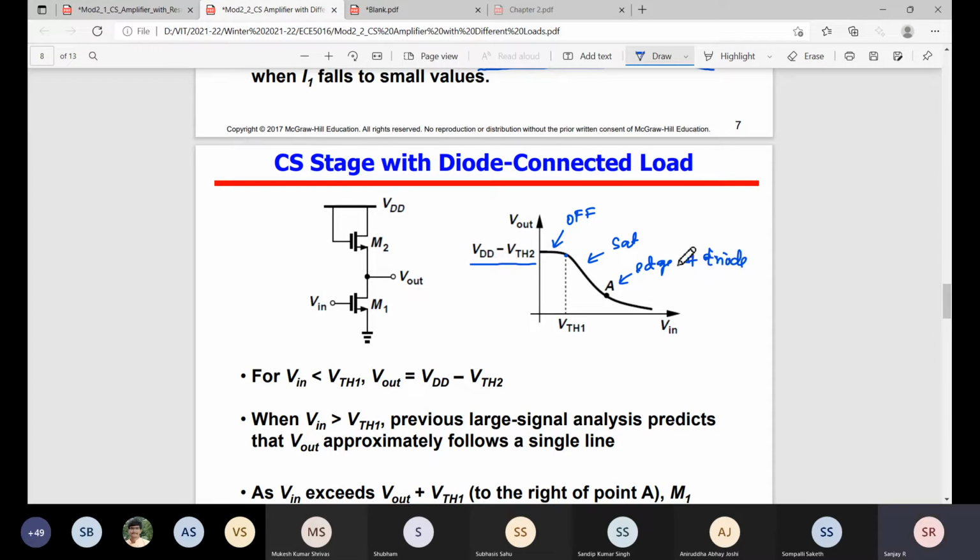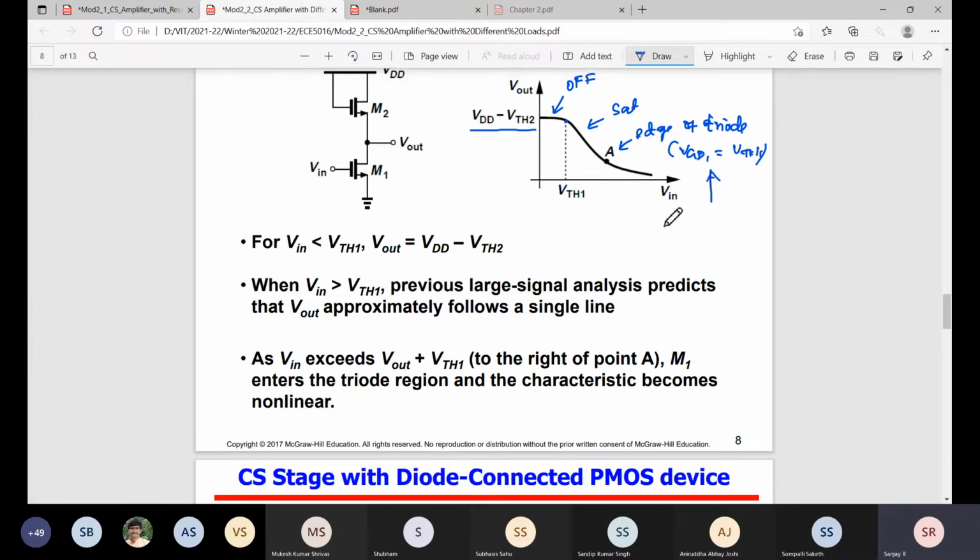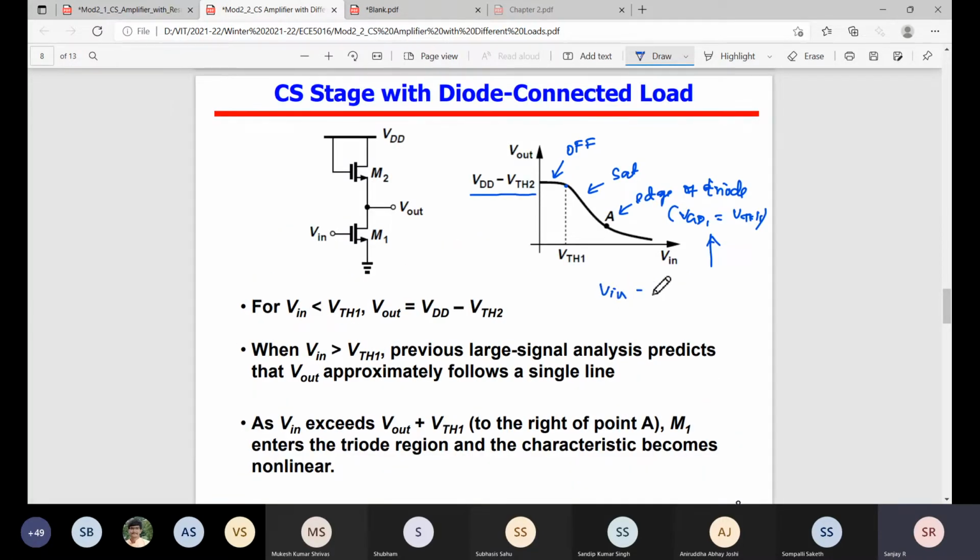So what is the edge of the triode? VGD1 equal to VTH1. So VGD you can take. What is the gate? V in. What is the drain? V out. V in minus V out is equal to VTH1. Or simply in terms of input, V in equals V out plus VTH1. So that is the condition here.